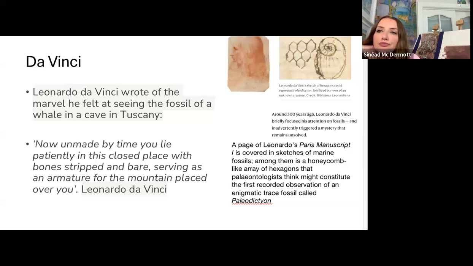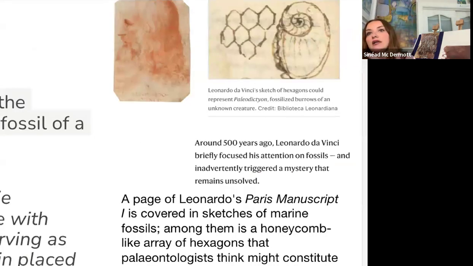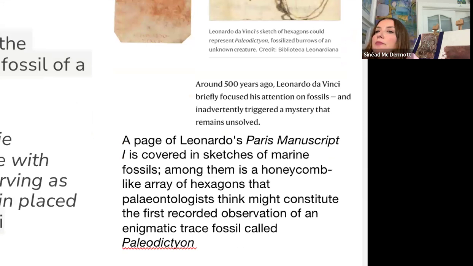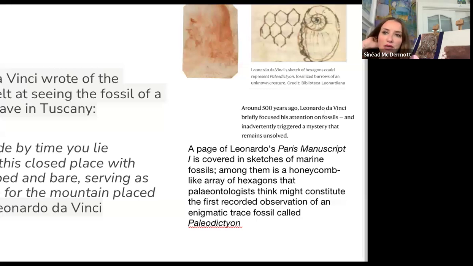And you can see at the top of the page here sketches by Leonardo da Vinci, and he's done it on kind of stained paper, and that's why we're going to use stained paper today to create our fossil drawing. And this was a sketch that he did of hexagons, and the one on the right looks very like a fossil. So a page of Leonardo's manuscript is covered in sketches of marine fossils, and they're like a honeycomb. Yeah, that's what I thought. It looked like honeycomb shape.